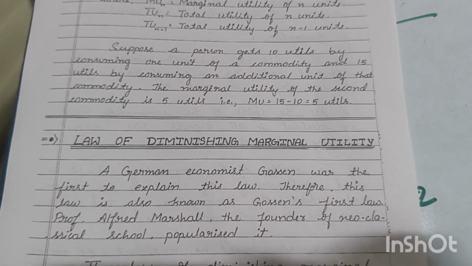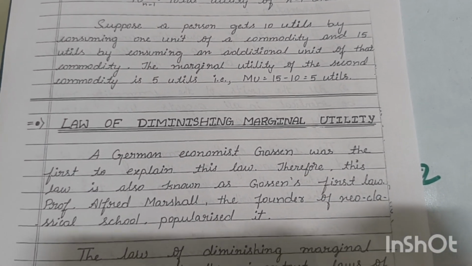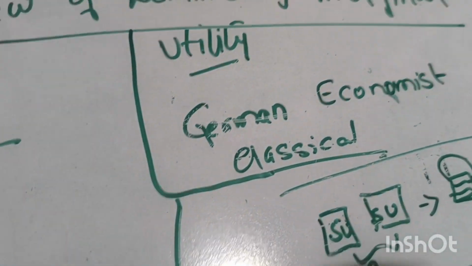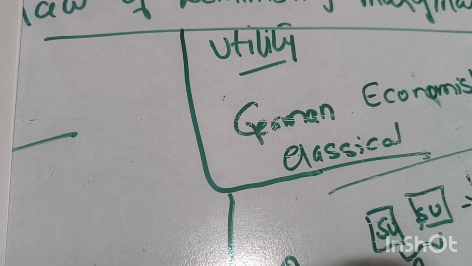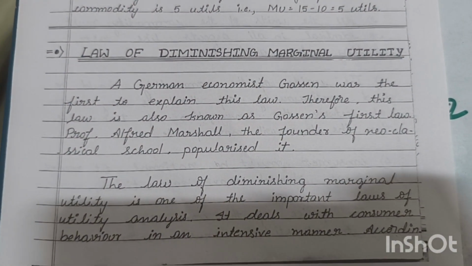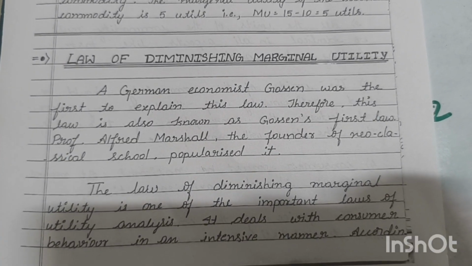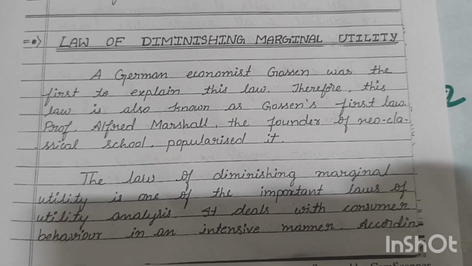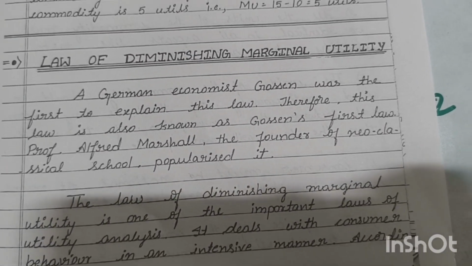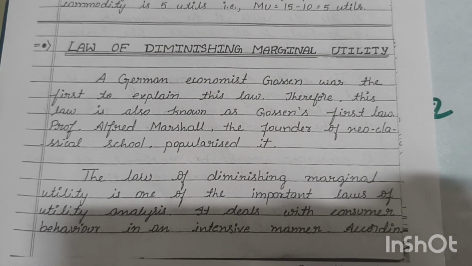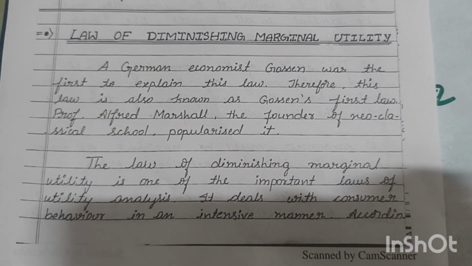So now we study the law of diminishing marginal utility. First, the introduction. There are 2 points which you need to remember. One is about the German economist called Gossen, and therefore it is called Gossen's law. The German economist Gossen was the first to explain the law, therefore this law is also known as Gossen's first law. And you also have an addition, Professor Alfred Marshall, who was a founder of the neoclassical school, and he popularized it.